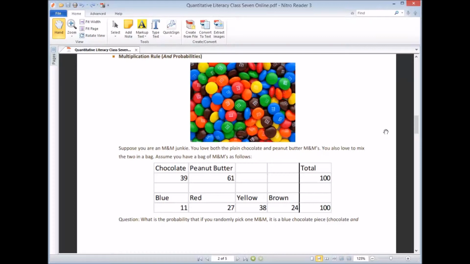There are 39 chocolate M&Ms in the bag and 61 peanut butter. And the colors are blue, red, yellow, and brown: 11 blue ones, 27 red ones, 38 yellow ones, and 24 brown ones. In total, they're both 100. These are the types, and these are the colors. I'm going to look at both the type and the color in this problem.